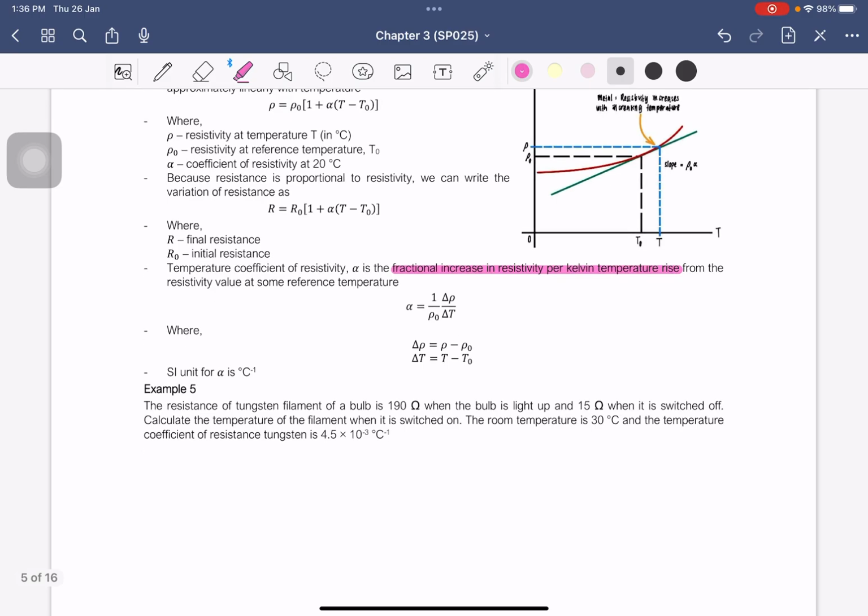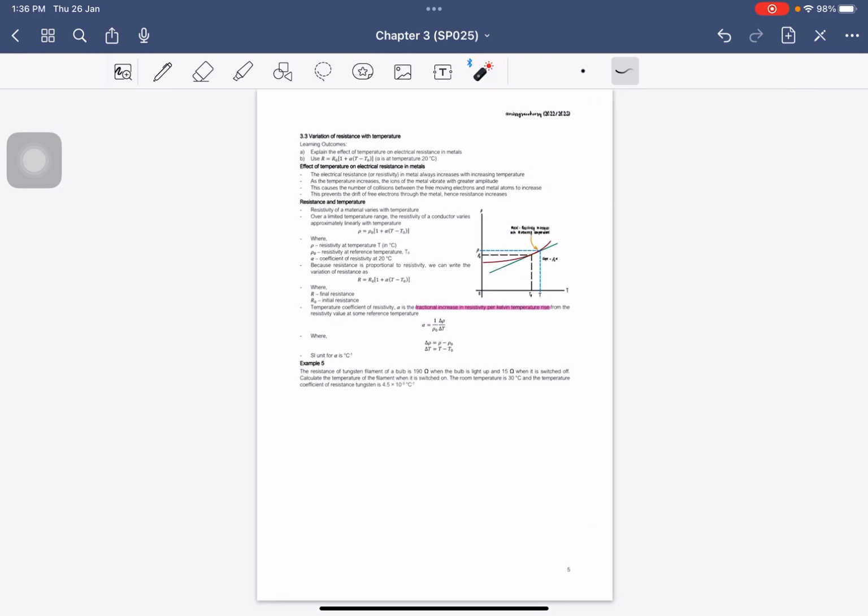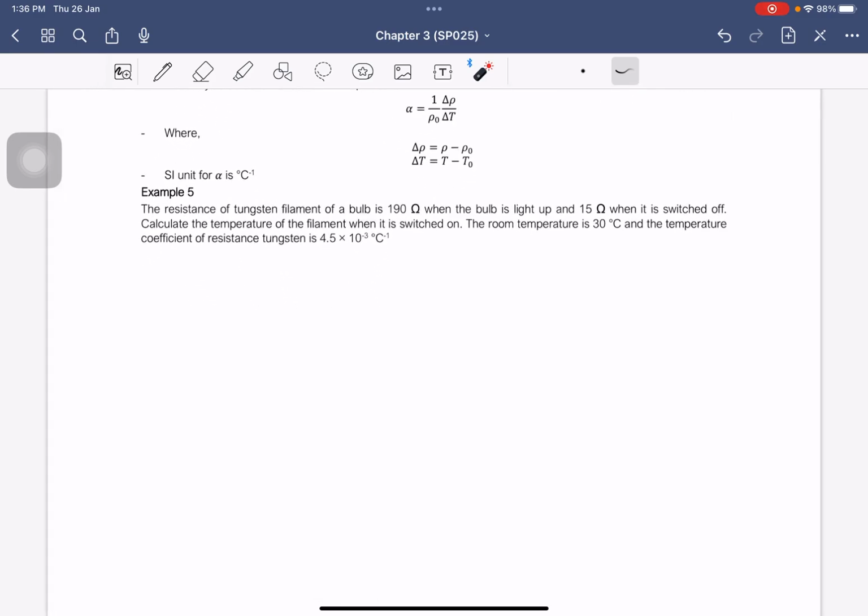So delta rho is rho over rho naught, delta T is T over T naught. So basically this is final, this is initial. The SI unit for alpha is per degree Celsius. Okay. So this is only one example.